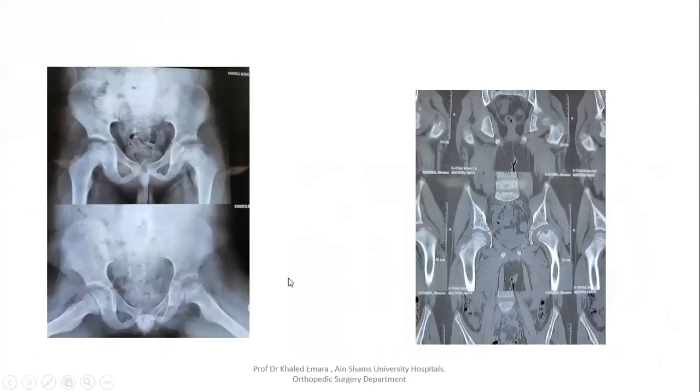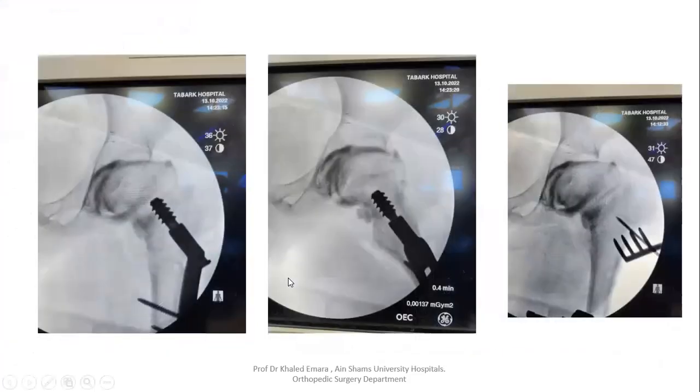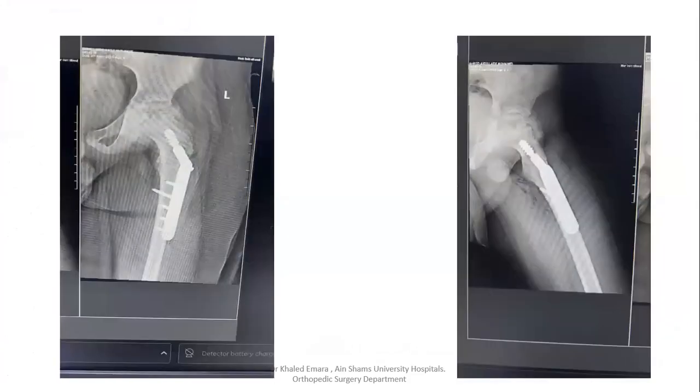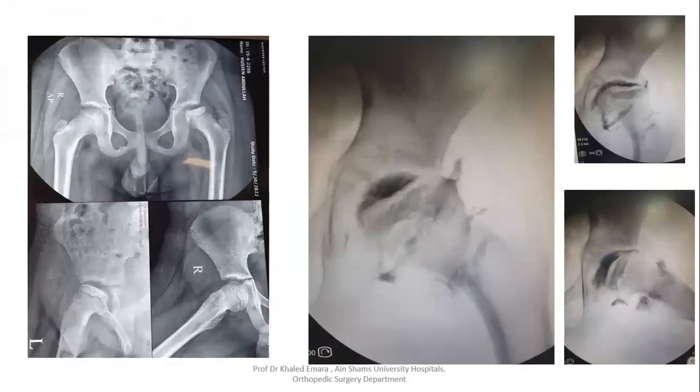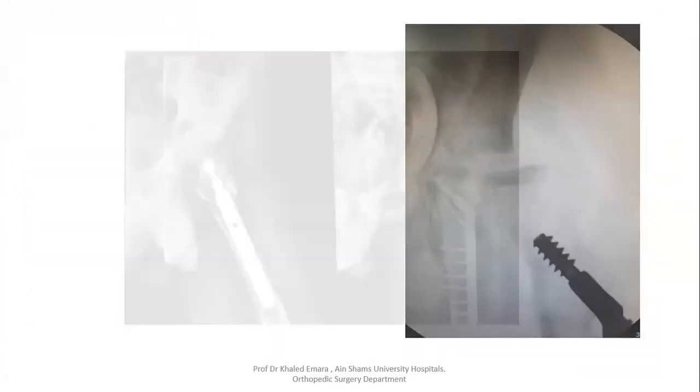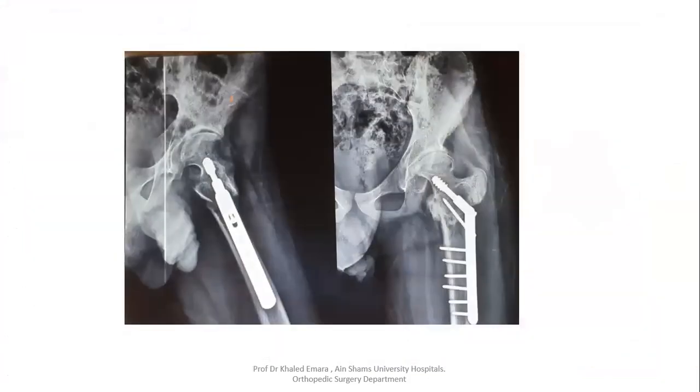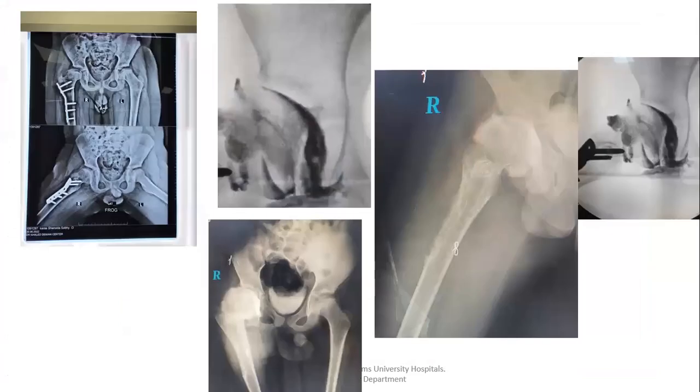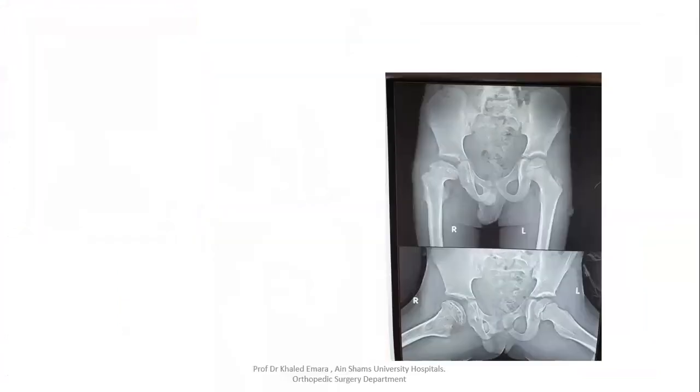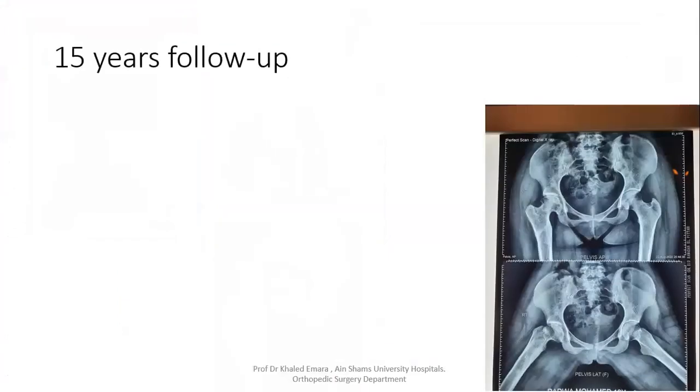So here's an example. And here's after surgery and after putting the valgus and rotation osteotomy. We have so many cases, and as you see, we have very long follow-up, and all these patients now are living normally. As you see here, this is a 15 years follow-up, spherical head.